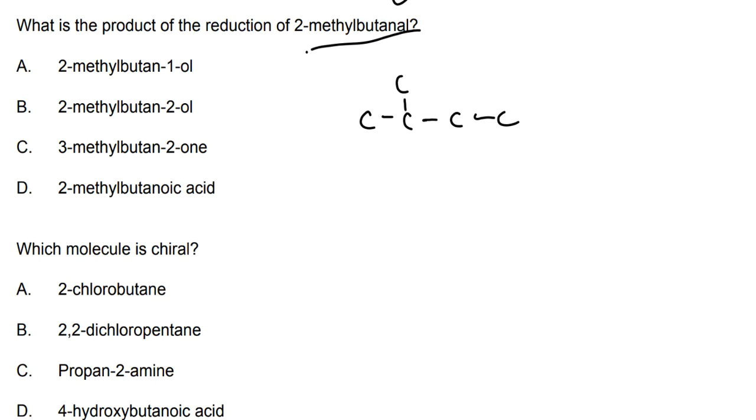2-methyl butanal. It's an aldehyde, so it would be at the end, so it's going to be like that. So if we reduce an aldehyde, we're going to get a carboxylic acid, I believe.